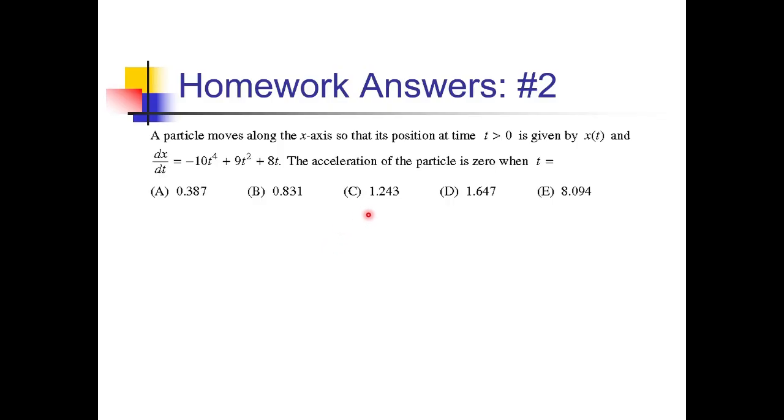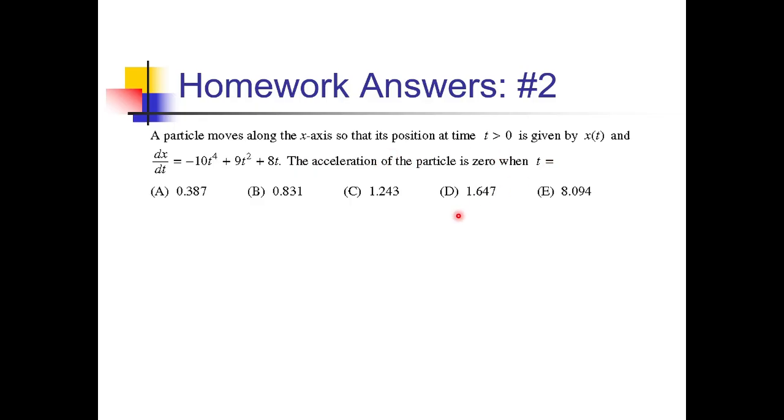For this problem, we have a particle moving along the x-axis so that the position at all positive times is given by x of t, which they're not telling us, and dx over dt, so x prime basically, is this polynomial function. They want to know when the acceleration of the particle is 0, at what time.